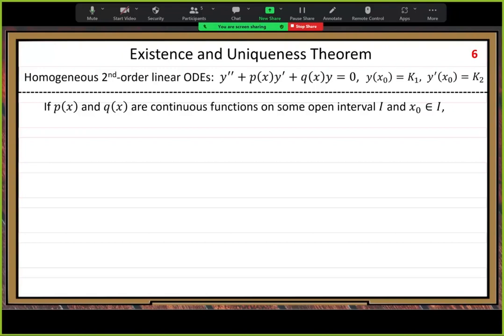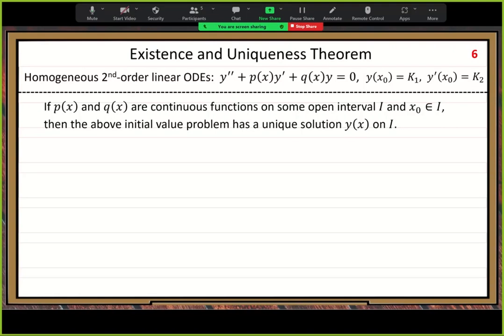If P of x and Q of x are continuous functions on some open interval I, here we only need to know some open interval. We do not even try to measure how large it is. Then the above initial value problem has a unique solution y of x on I. The uniqueness part, that's simple. The theorem statement is simple, though the proof is not simple.